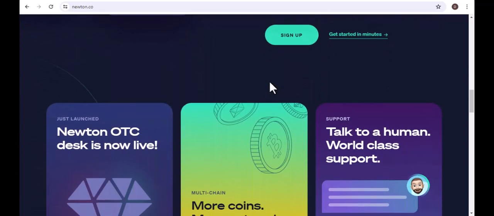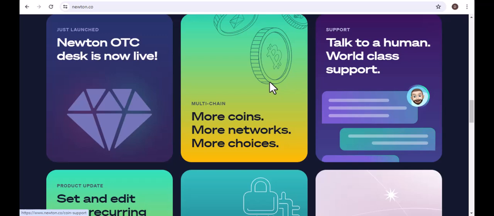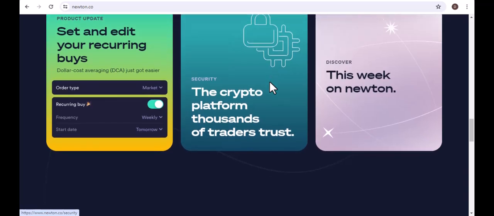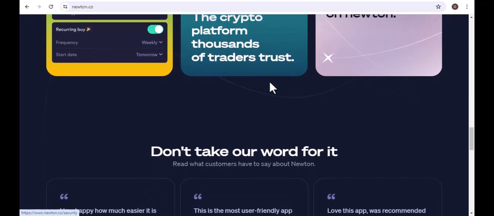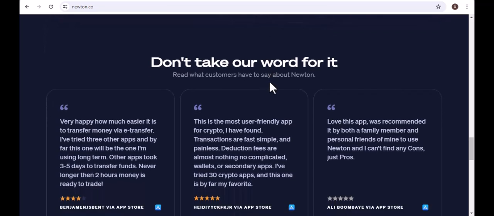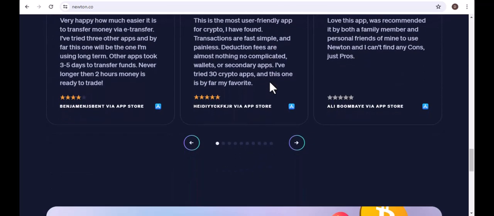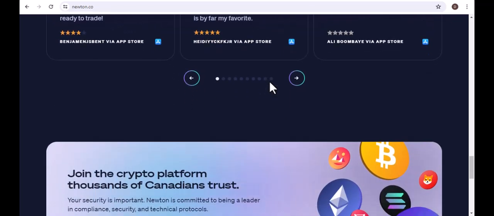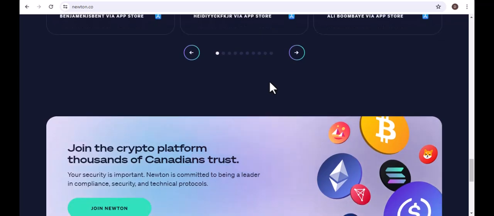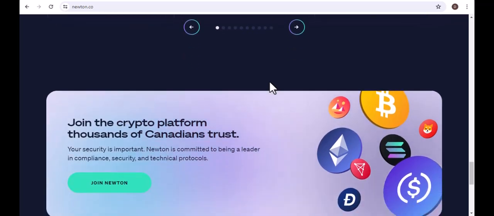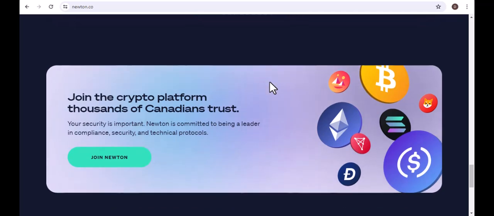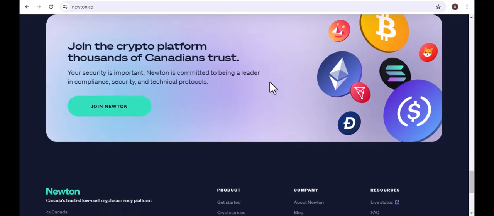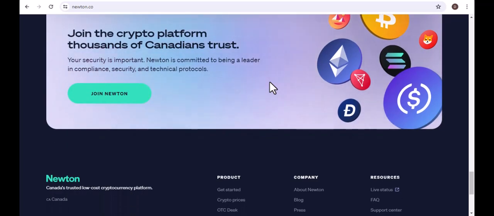Newton states that their spread typically ranges from 0.50% to 0.70% on most major cryptocurrencies. This means that for every $100 worth of Bitcoin you buy or sell, Newton's cut, embedded in the spread, would be somewhere between 50 cents and 70 cents. It's crucial to understand that this spread is already factored into the price you see on the platform. When you place a buy order, you're buying at the slightly higher ask price, and when you sell, you're selling at the slightly lower bid price. You don't see a separate fee being deducted from your balance for each trade.